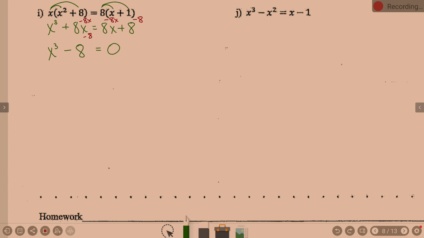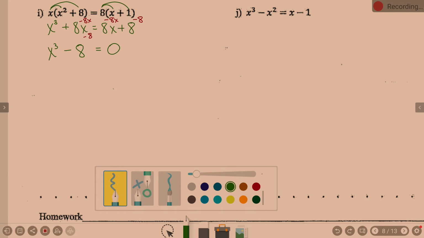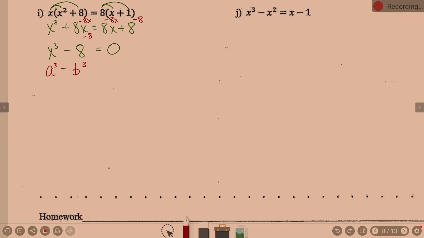Here's the deal. No, you cannot just add the 8 over and take the cube root. Darn it. That will get you one of your 3 answers, and you'd be missing the other 2. So, I taught you a factoring on the front side, didn't I? This fits into the form of a cubed minus b cubed, doesn't it? And I'm going to write out my formula. A cubed minus b cubed is a minus b times a squared plus ab plus b squared.